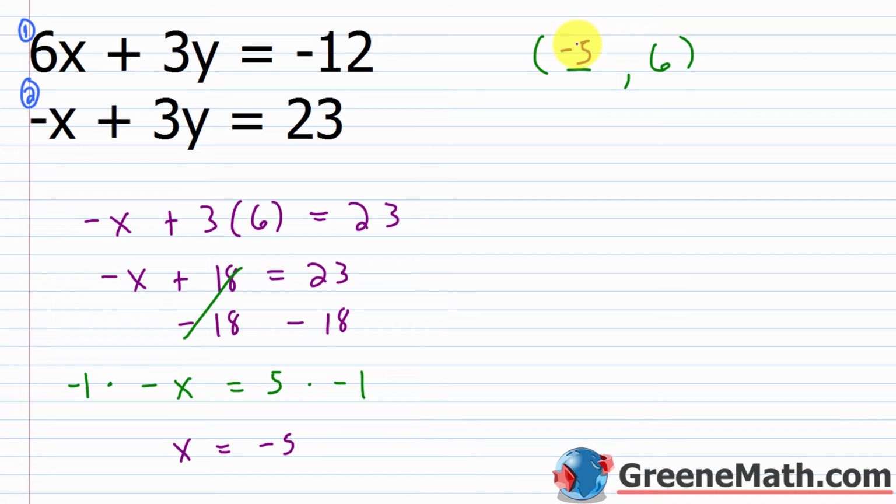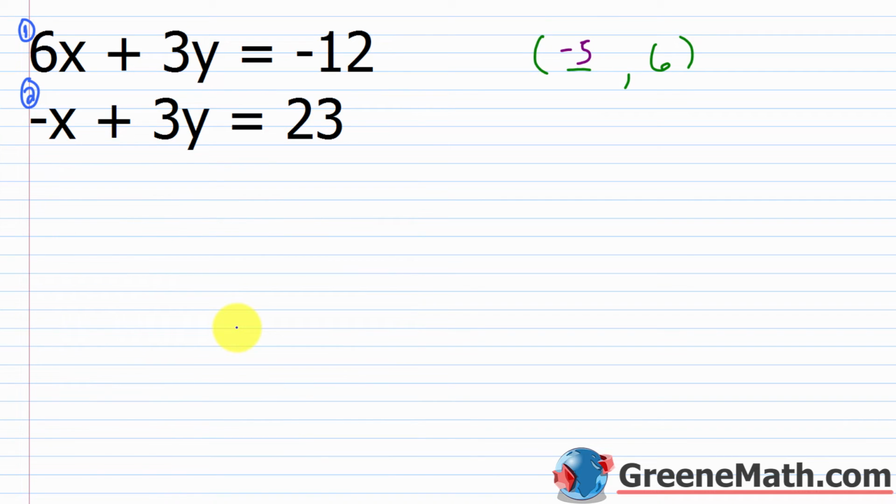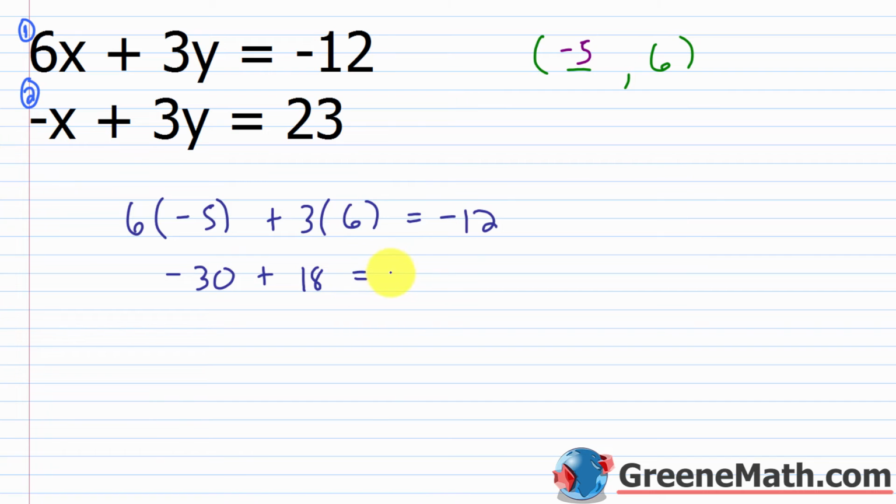So the ordered pair is negative 5 comma 6. Now what I want to do is go into equation 1 and equation 2, plug in my ordered pair, and see if I've got the correct solution for the system. So I've got 6 times, for x I'm plugging in a negative 5, plus 3 times, for y I'm plugging in a 6, and this should give me negative 12. 6 times negative 5 is negative 30, plus 3 times 6 is 18. This should give me negative 12, and it does, right? You get negative 30 plus 18 is negative 12, and that equals negative 12. So this one checks out.